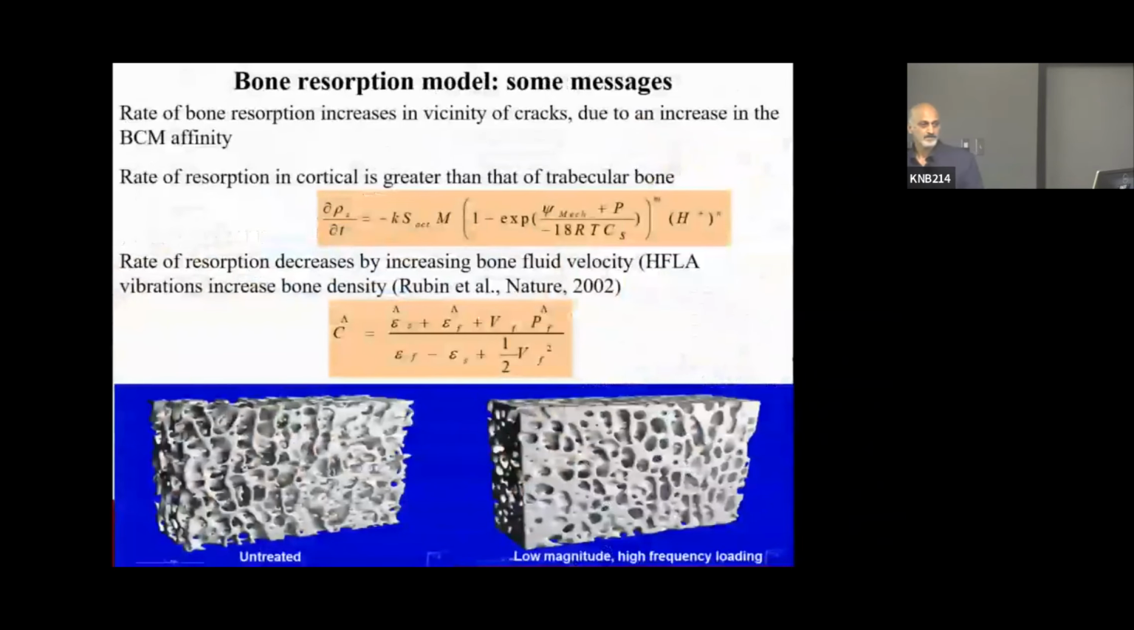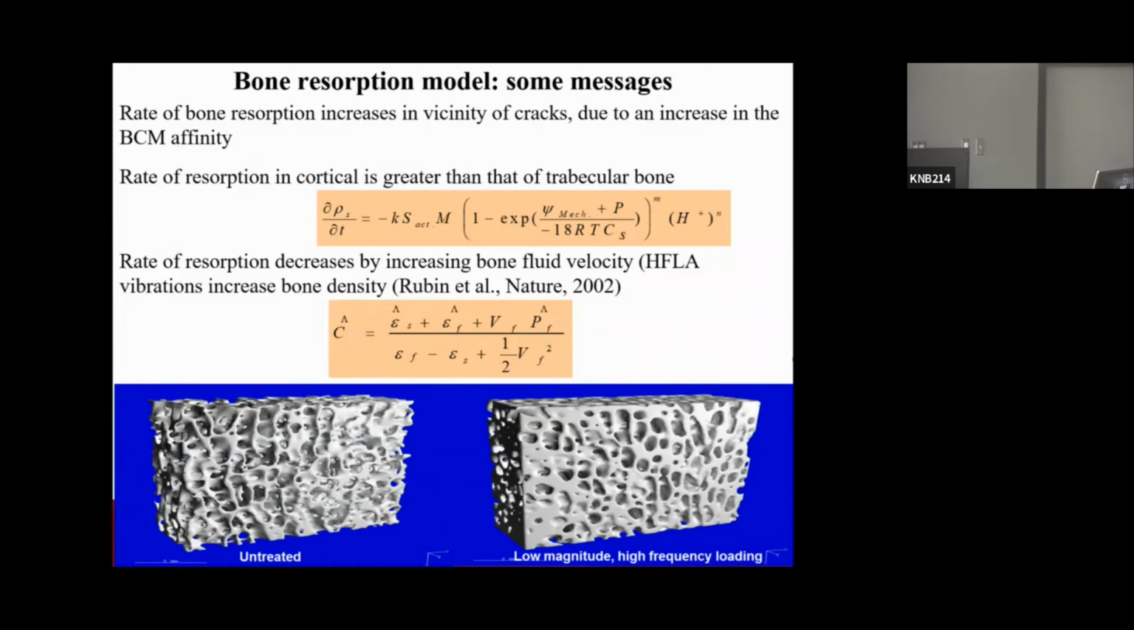Yes. As I was scared, that's why I didn't put this kind of equations in my presentation, but since you have asked, I'm going to explain a bit. This model, the mixture model, could predict the anabolic effect of high frequency, low amplitude vibration on a spongy bone. High frequency, low amplitude vibration can increase bone density.